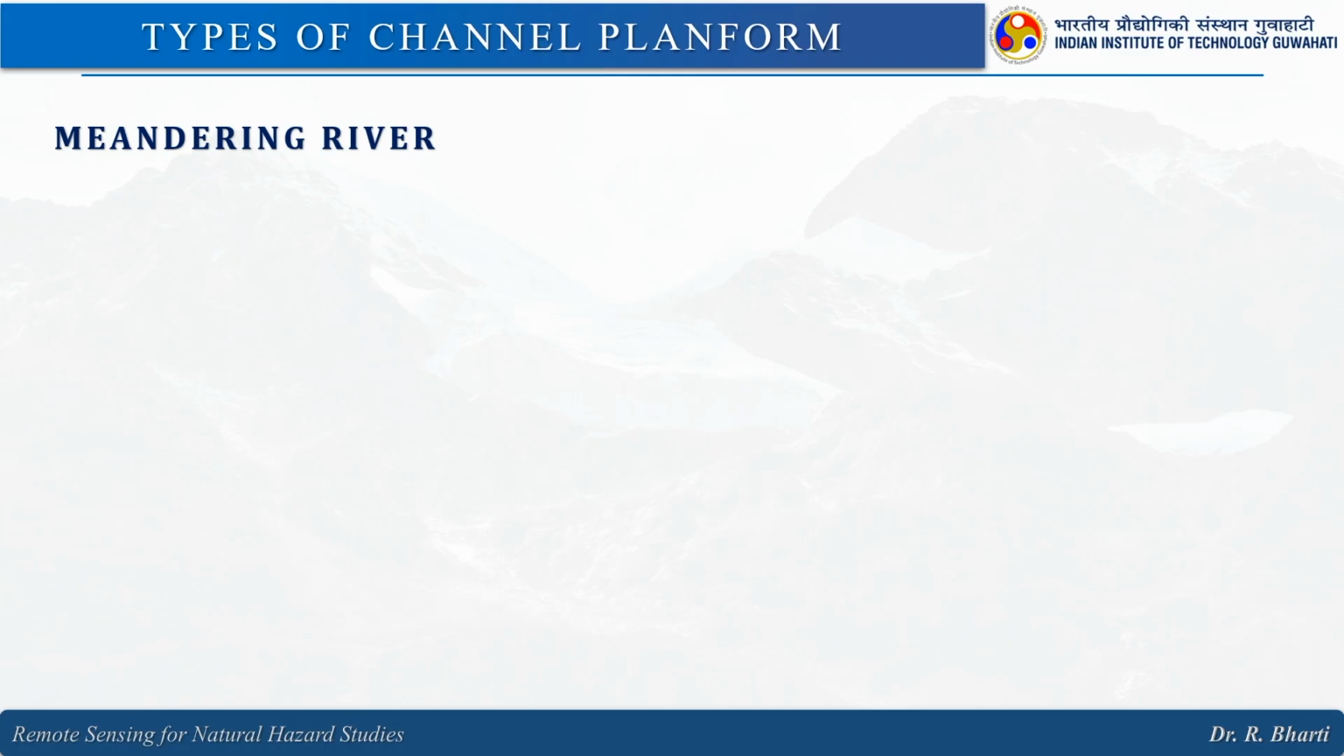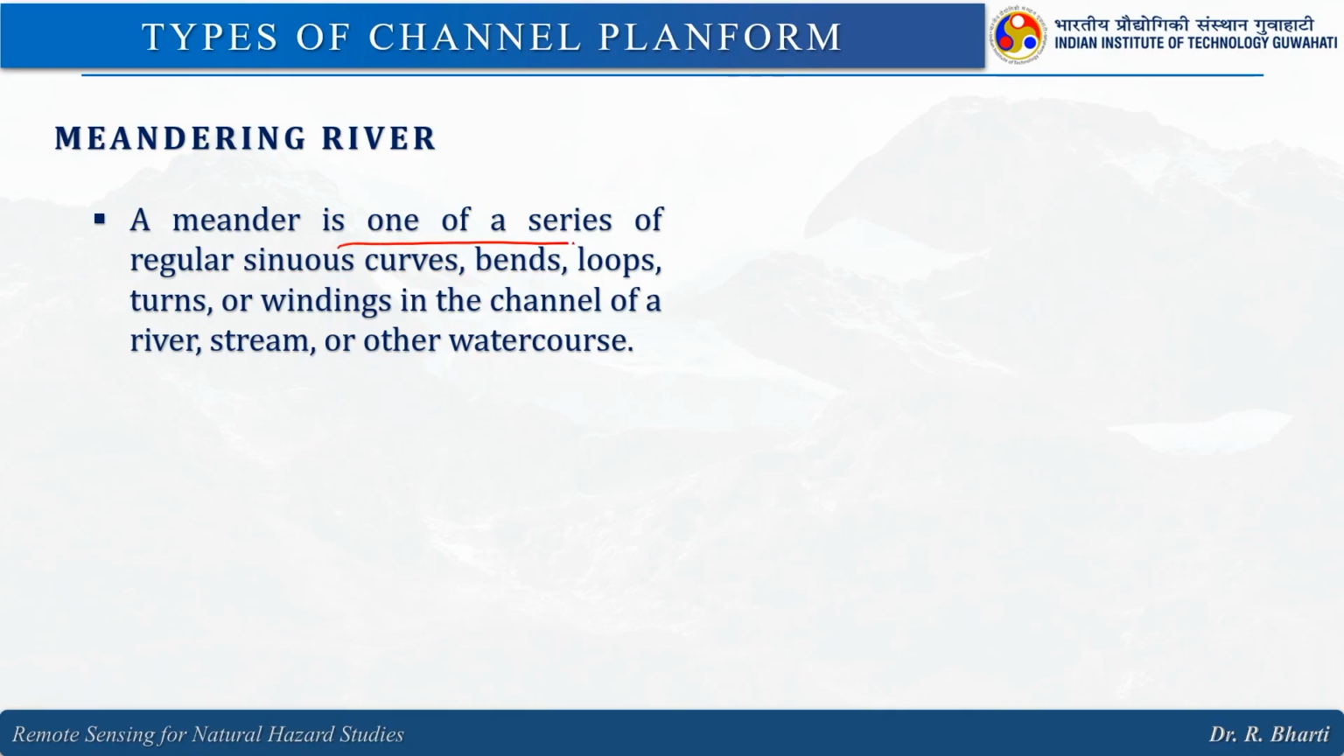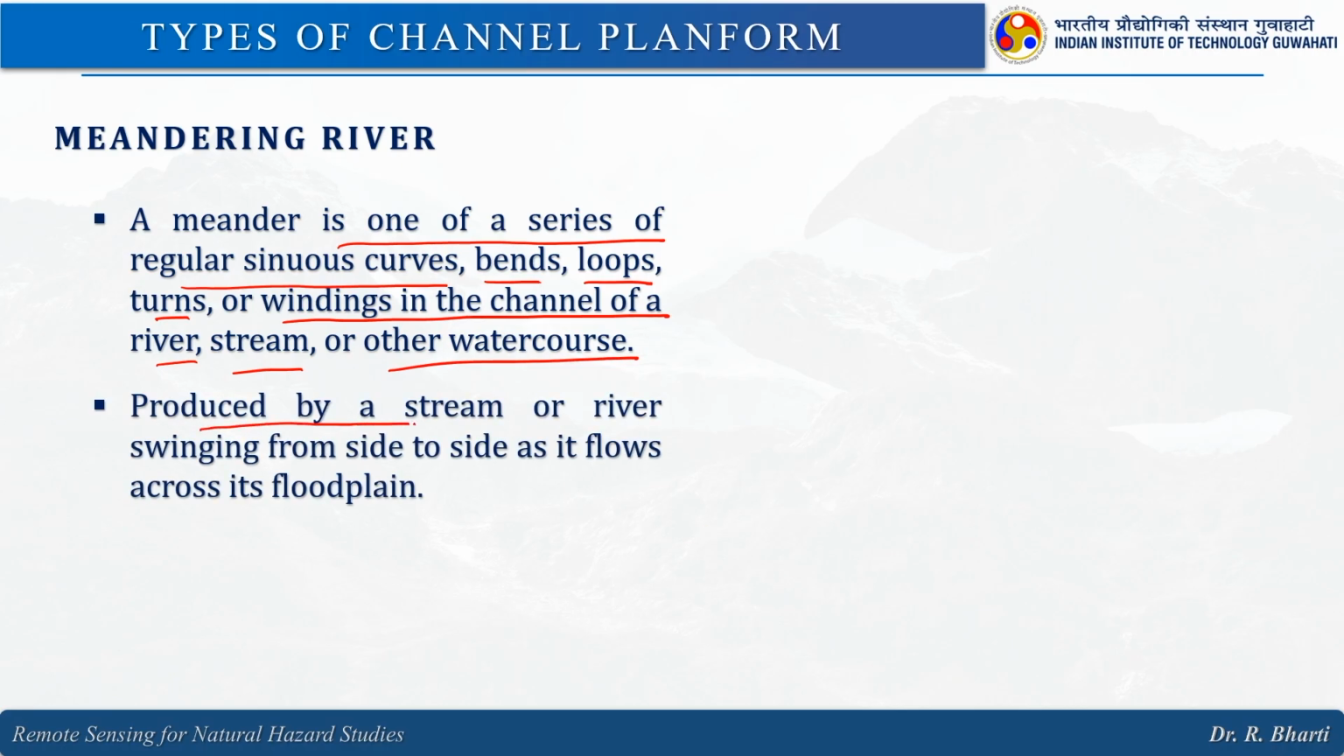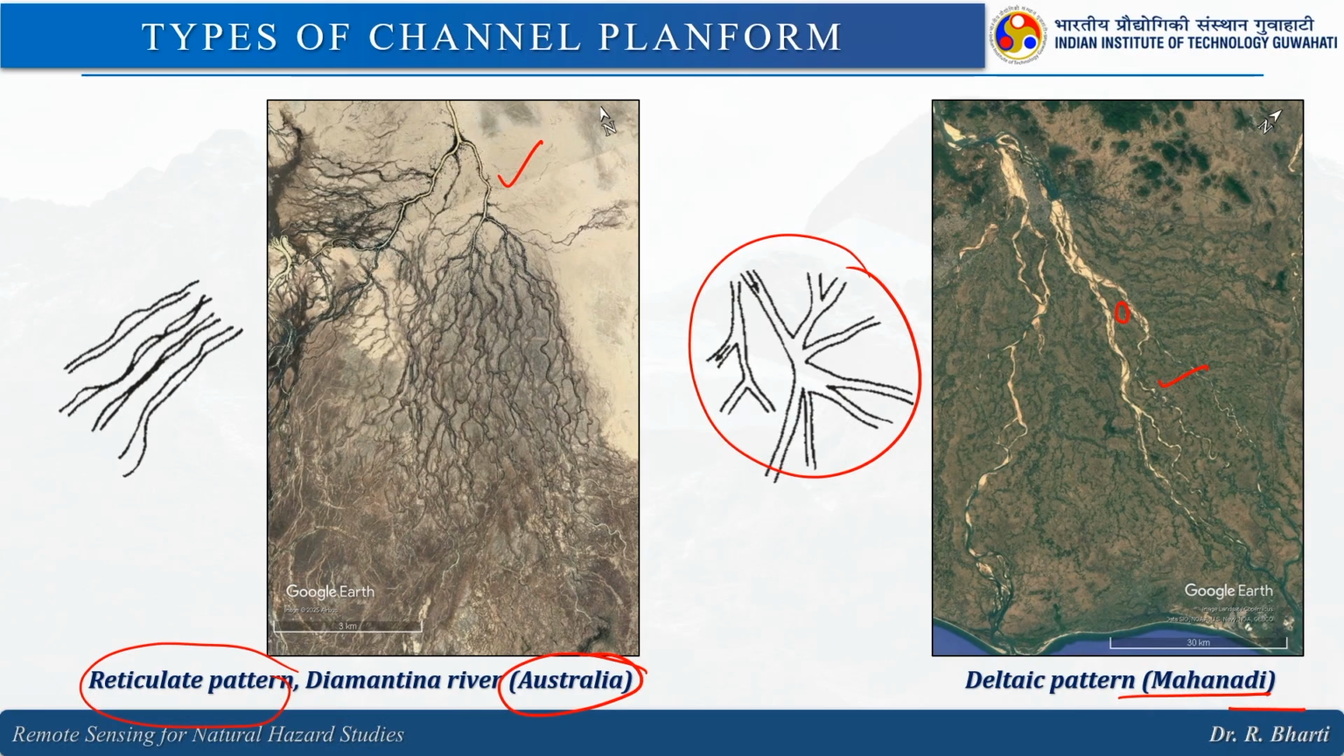So let us start with the basic one, the meandering river. A meander is one of a series of regular sinuous curves, bends, loops, turns or windings in the channel of a river, stream or other watercourse, right. It is produced by a stream or river swinging from side to side as it flows across its floodplain. So with this I will stop part 1 and we will continue this lecture in part 2 of lecture 15. Thank you.